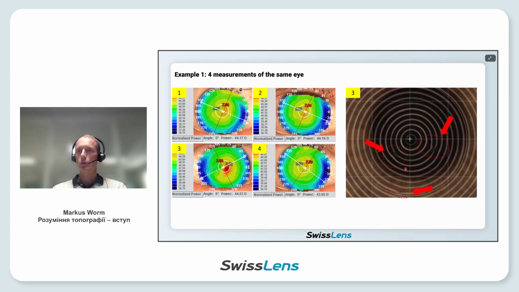Here you see the reflection of the Placido rings of topography number 3. Within these red circles, you can see that some rings are distorted, not homogeneous, not sharp, and that represents problems of the tear film. So you can't trust the topography, it will not be reliable. So tear film affects topography.